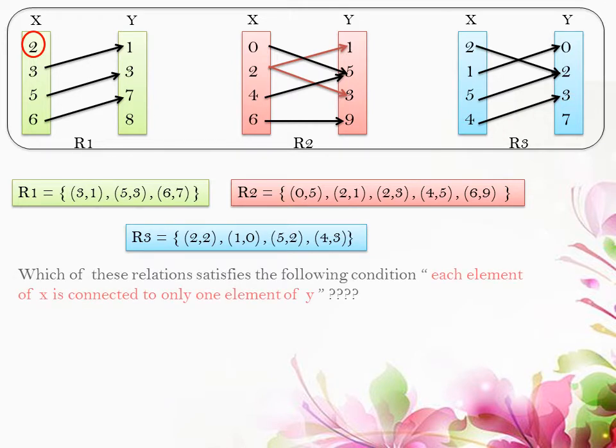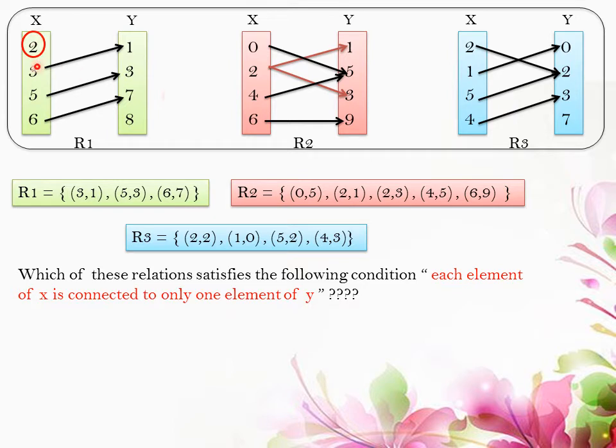We have a question now. Which of these relations satisfies the following condition? Each element of x is connected to only one element of y. Again, each element in the set x is connected to only one element of y.